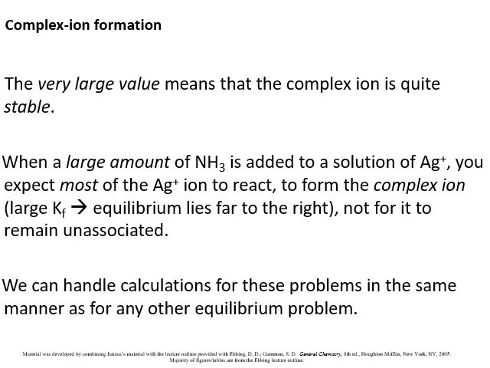Okay, one other thing. The very large value means that the complex ion is quite stable. In other words, it means that it goes all the way to the right. So for silver plus, you will have the most stable complex ion by adding 2 NH3s.